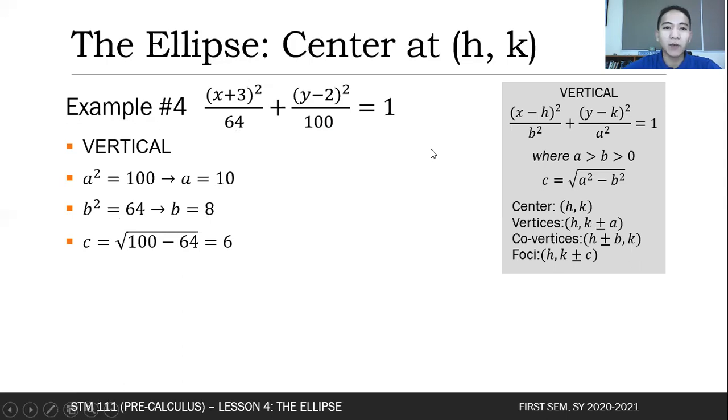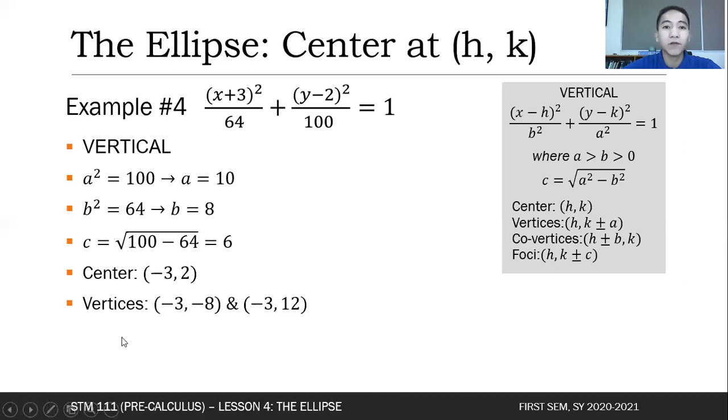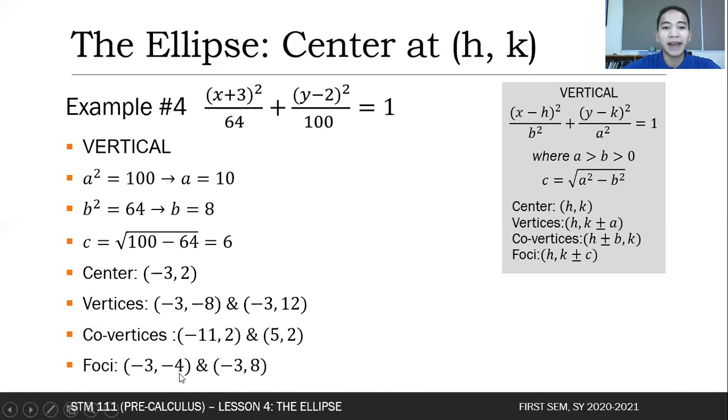Center at h and k. So h is -3, k is +2. So -3 and +2. Using these formulas here, you can get the vertices, -3 and -8, -3 and 12. Co-vertices, -11 and 2, and 5 and 2. And foci at -3 and -4, and -3 and 8. Yan. So, paano nakuha again yung vertices, co-vertices, and foci? Ginamit natin yung formulas na ito. Okay. Nakumpleto ng ating 7 points.